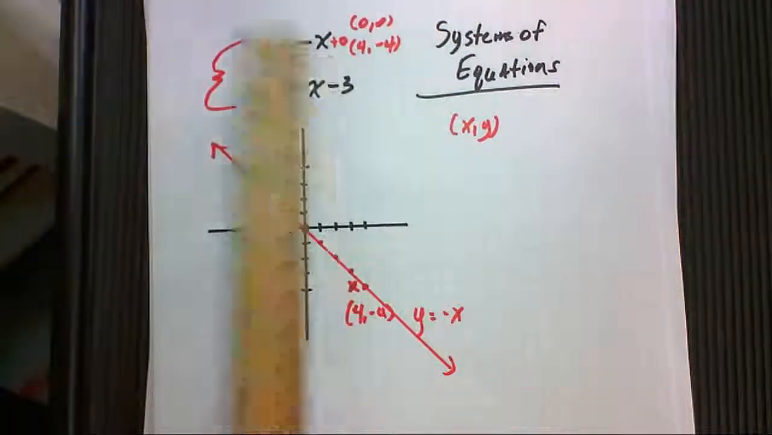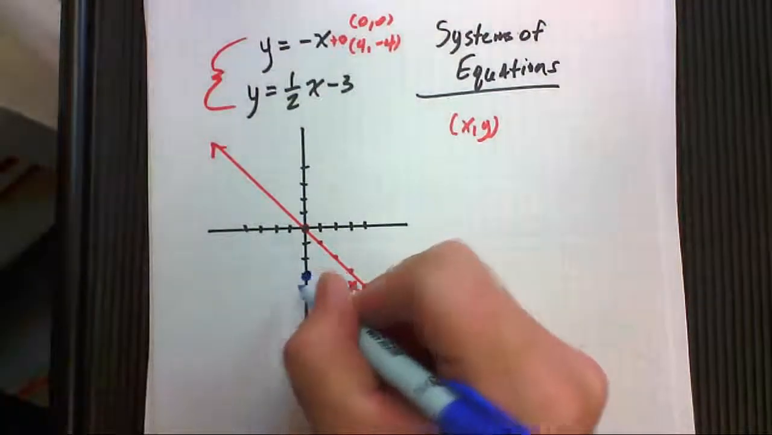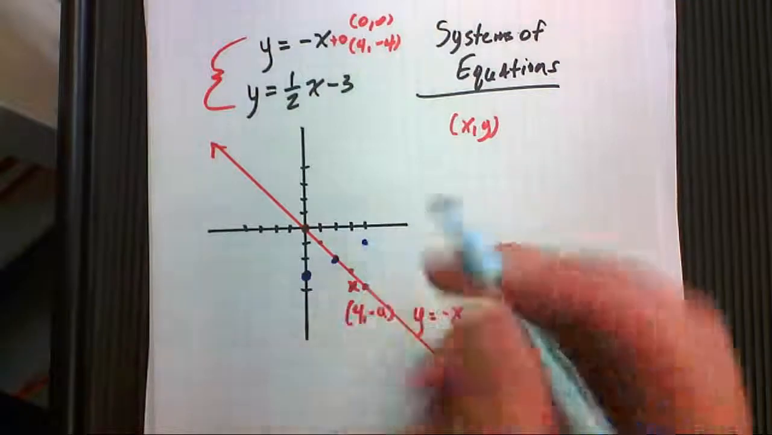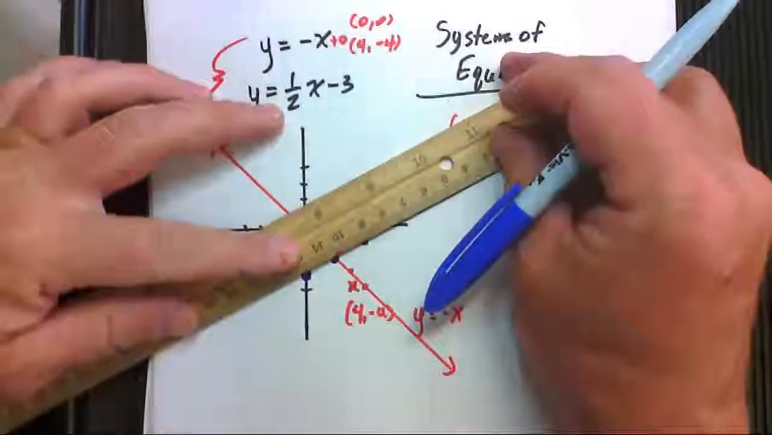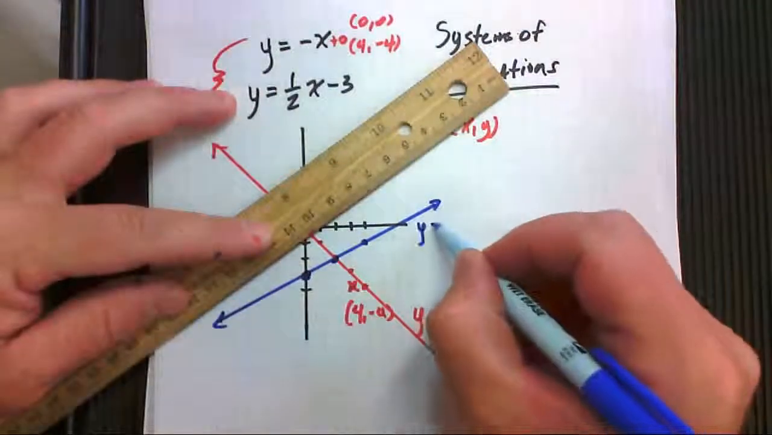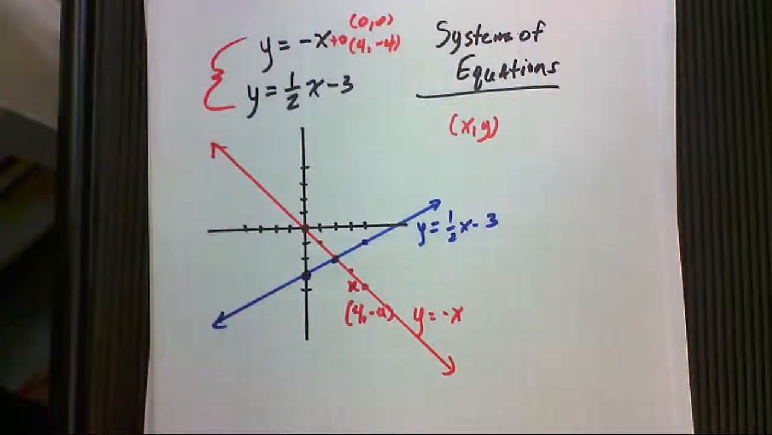information about this equation. Our second equation has a y-intercept of negative 3 and a slope of 1/2. So you're going to go up 1 and over 2. Up 1 over 2. That should be enough information to make our graph here. Always a good idea to label these equations again.